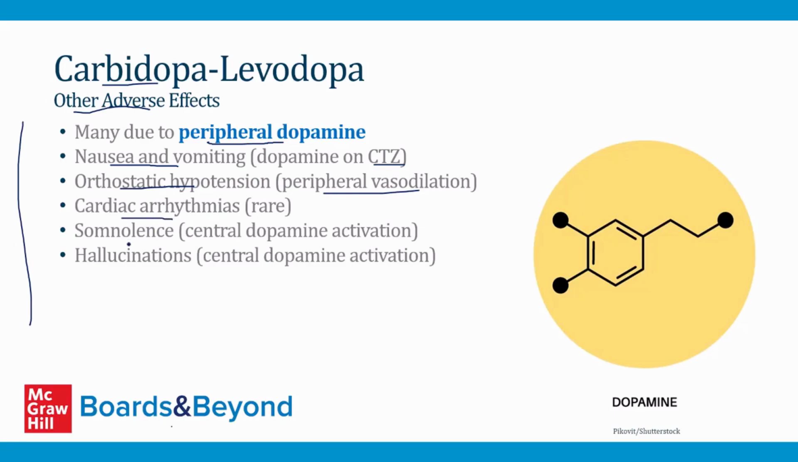And then the dopamine that gets created from levodopa in the central nervous system also causes some adverse effects of this drug. So some patients develop somnolence. This is from central dopamine receptor activation. It's rare, but patients can develop hallucinations too, also from central dopamine receptor activation.